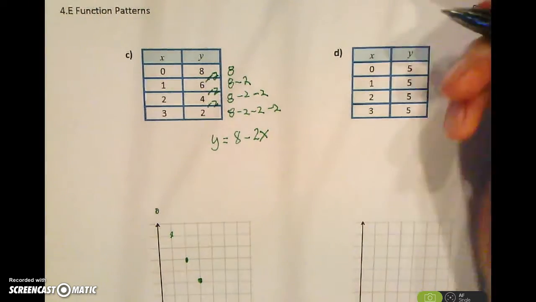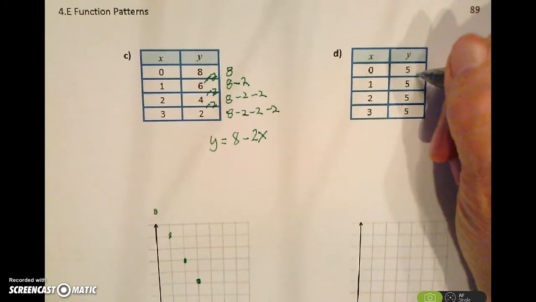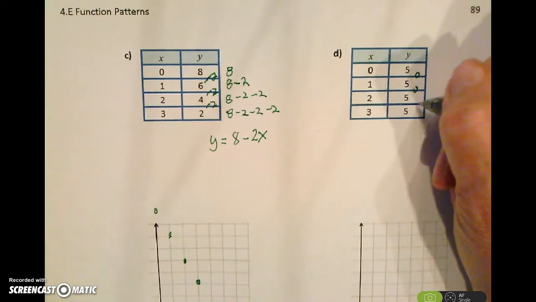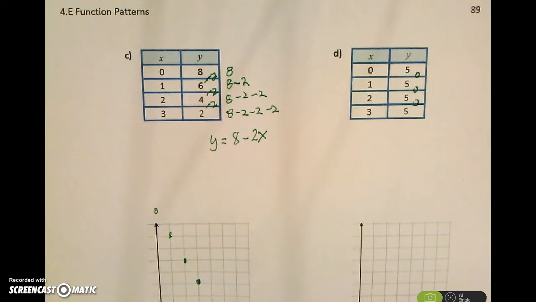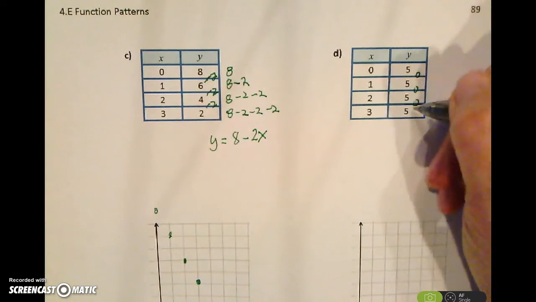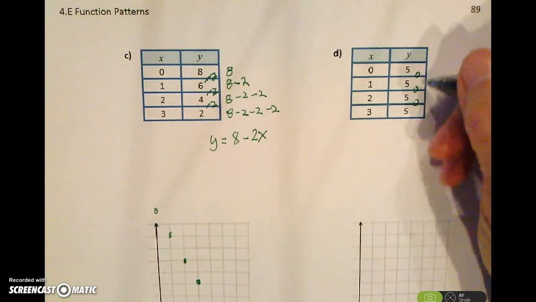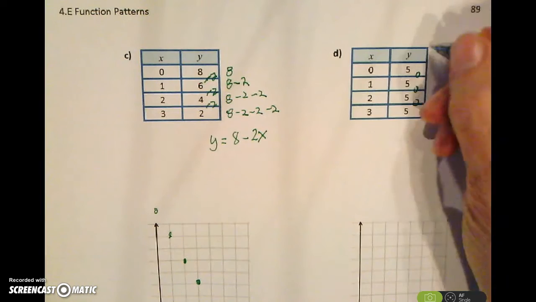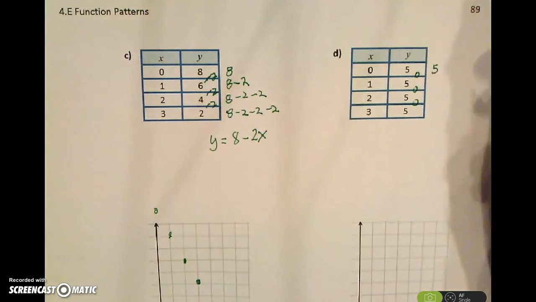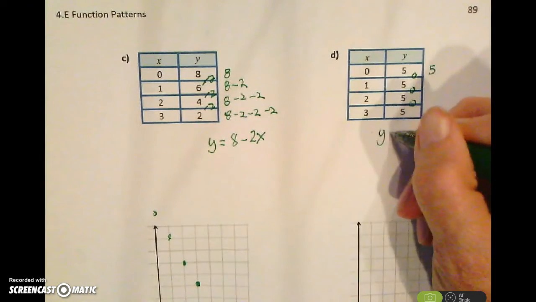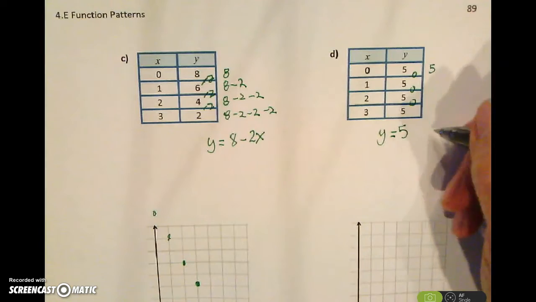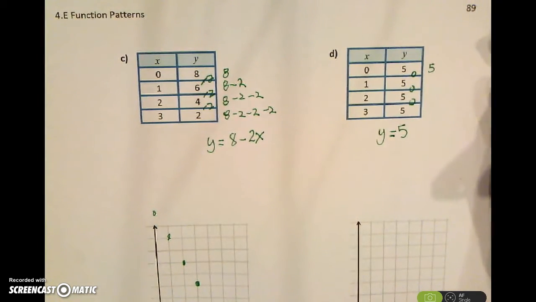In example D, here, this is going to be plus 0, plus another 0, plus another 0. So you can see, again, it's constant. It's a constant 0. So this is going to be a linear function. We start with 5 and we add nothing each time. So our y is equal to 5. I guess you could put plus 0 in, but there's no sense in doing that.